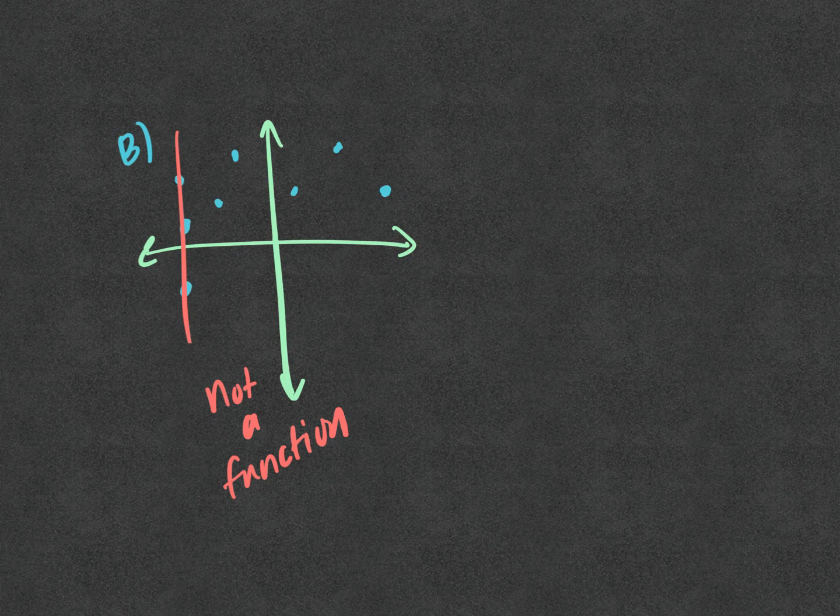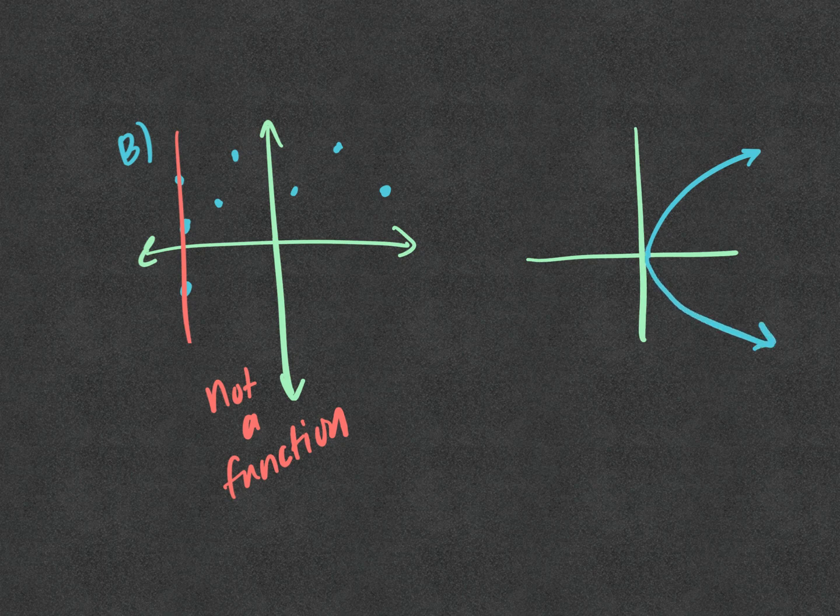An interesting graph could be a sideways parabola. We don't talk about those a lot. Not a function. So hopefully now you got the vertical line test.